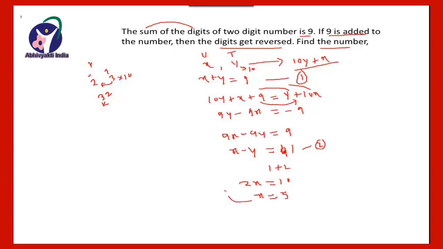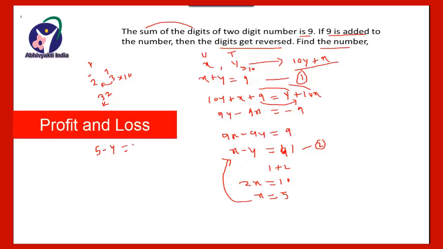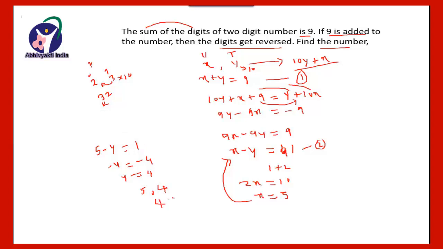Now put the value of x here, so you will get the value of y, so it will be 5 minus y, that is equal to 1, and therefore minus y is equal to minus 4, and therefore y is equal to 4, and therefore the two required digits are 5 and 4. X is 5, y is 4, and therefore the number is 45.